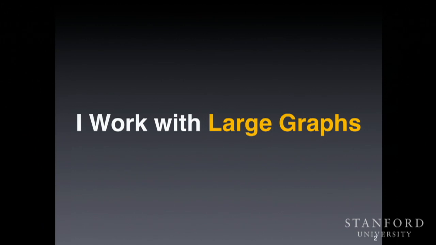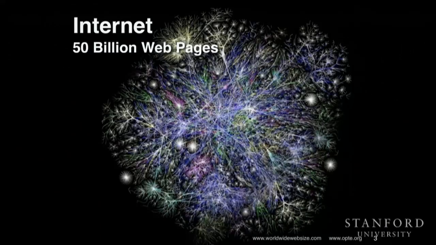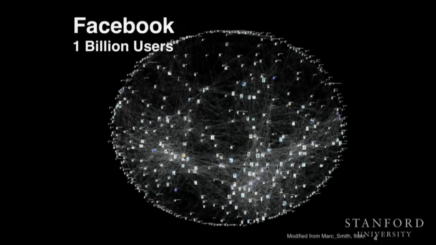So naturally, I work with large graphs. So what is that? Some people call it large network data. Here are some examples for you. For the internet, you can view it as a large graph of 50 billion web pages. Each node in the graph would be a web page, and a web link would be a link in the graph. And Facebook, so I need to keep updating this page. Now you can think of it as a 1 billion node graph where each node is a user, and an edge would be a friendship, right?